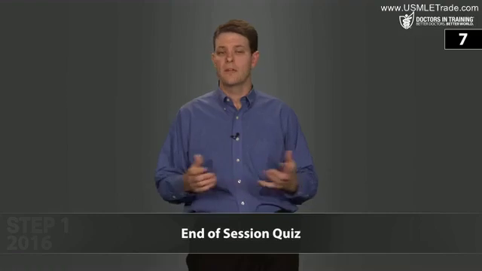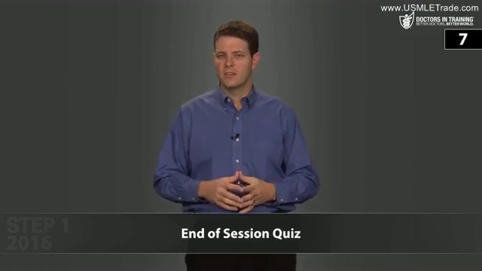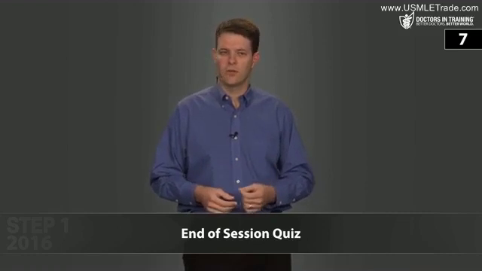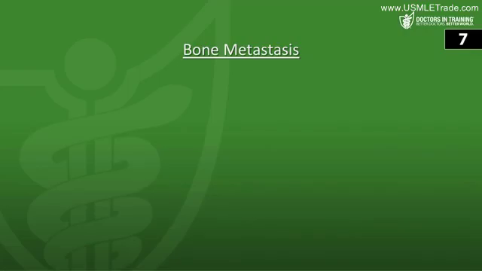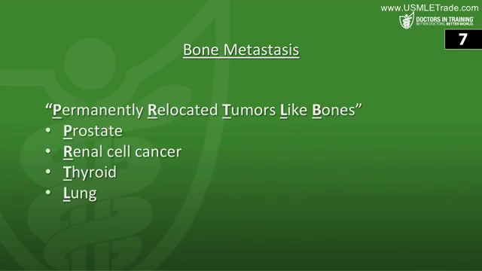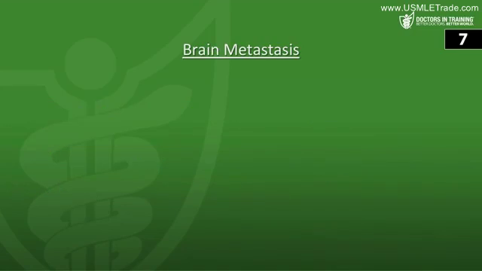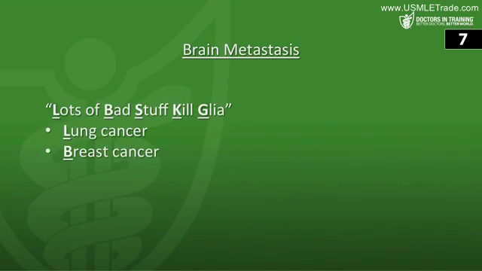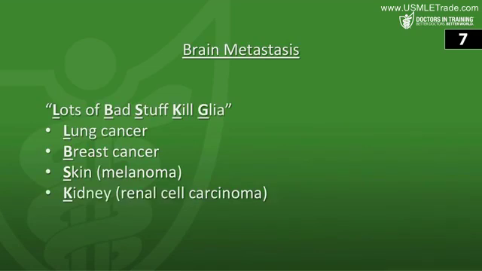And the last question, which cancers metastasize to the bone, to the brain, and to the liver? So for bone mets, the mnemonic was permanently relocated tumors like bones. So that's prostate, renal cell cancer, thyroid, lung, and breast. For brain mets, the mnemonic is lots of bad stuff kills glia. Lung, breast, the S is for skin or melanoma, K is kidney or renal cell carcinoma, and then the G is GI tract tumors such as colon cancer.